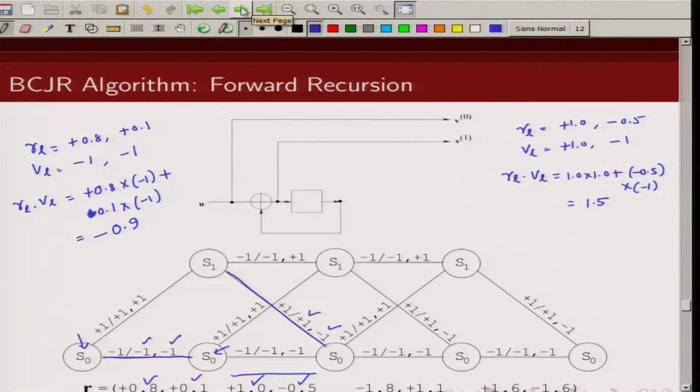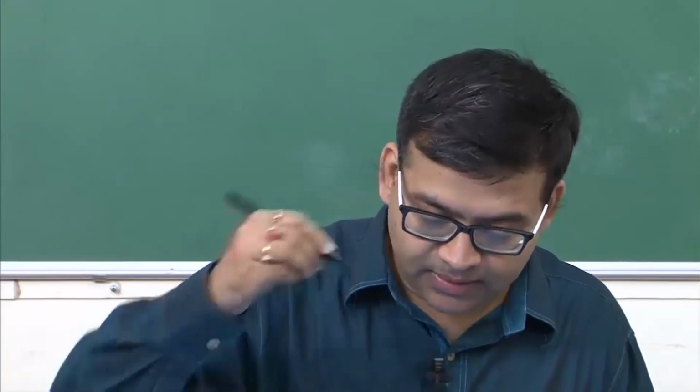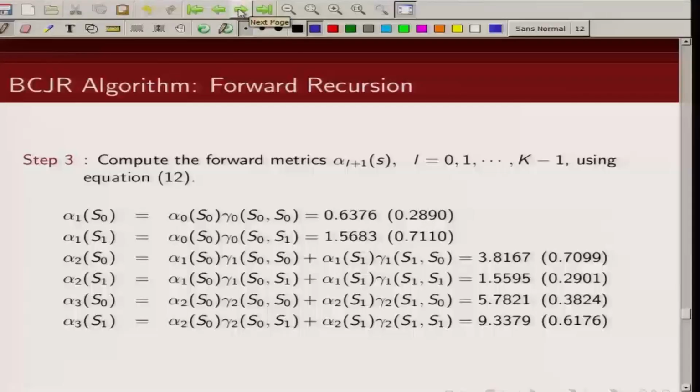Now, the next step is, once we know our gamma, we have already initialized our alphas and betas. So, the next step would be to compute alphas and betas, and this is shown here. Now, we have already illustrated how we can compute our alphas and betas when we explained forward recursion and backward recursion. We can take another example.